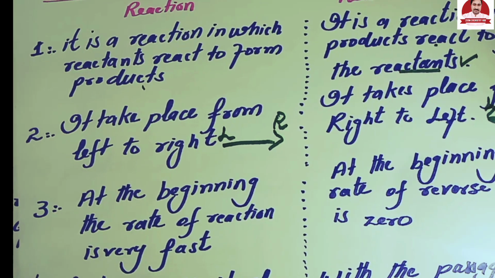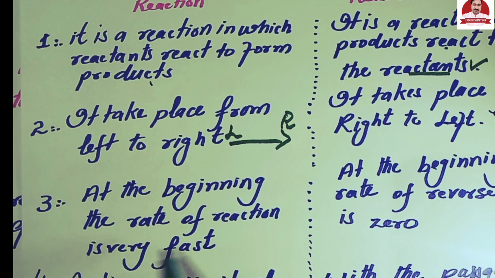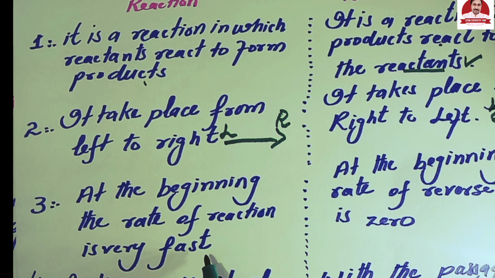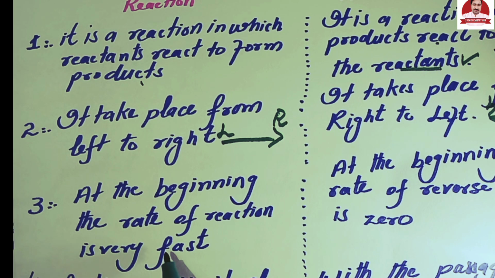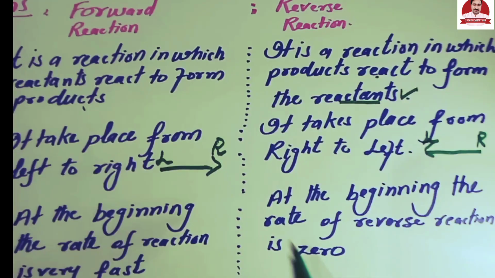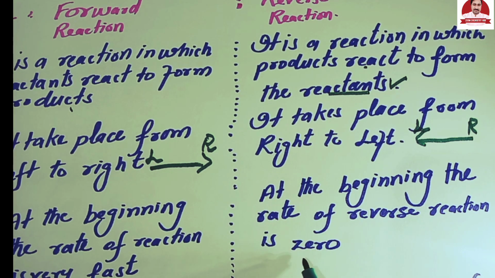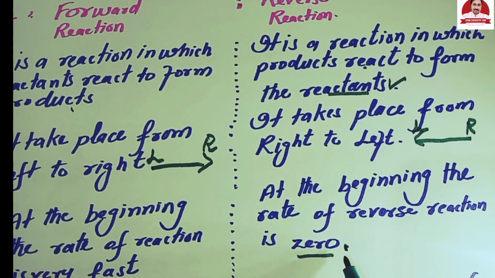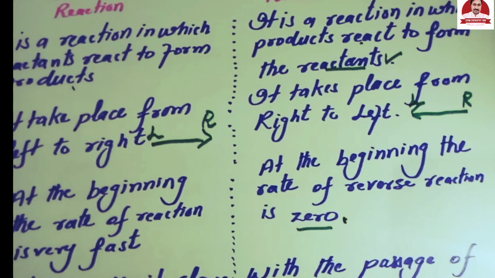Next point, in the forward reaction, at the beginning, the rate of reaction is very fast because there is no product, only the reactants are present there. So the reaction is very fast in the forward reaction, while at the beginning the rate of reverse reaction is 0 because there is no product, only the reactant is present at the starting point. So at the beginning the rate of reverse reaction is 0 or negligible.